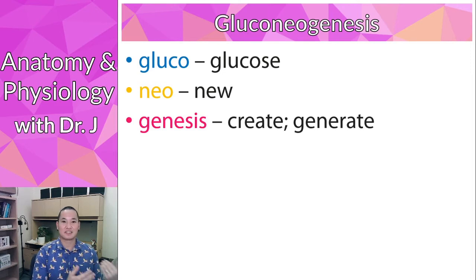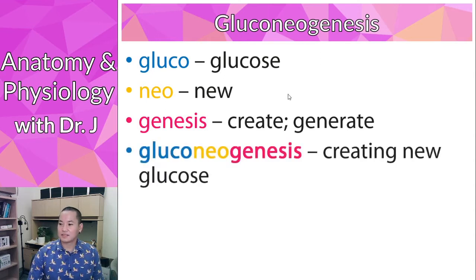You have embryogenesis, you're generating a new embryo. When you're having osteogenesis, you're generating new bone tissue. So whenever you see this term genesis in science and medicine, it's referring to creating something new. All right, so then we have creating new glucose. So when we put glucose, new, and create, you have creating new glucose.